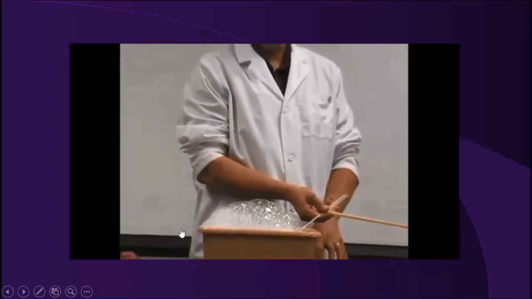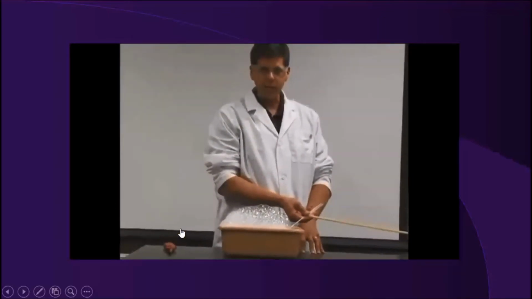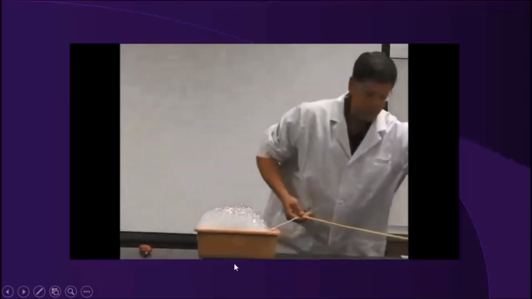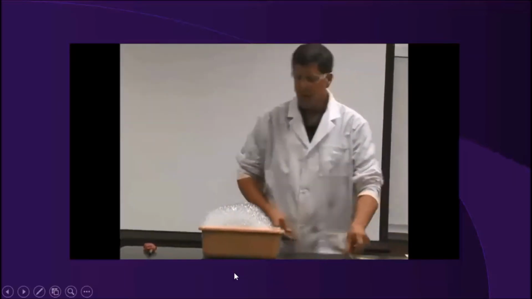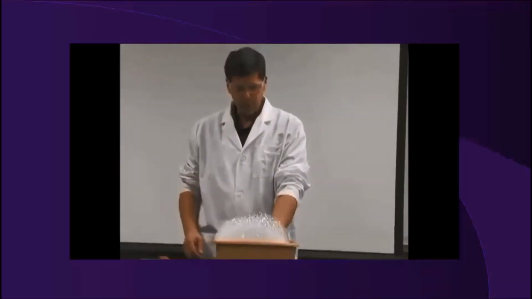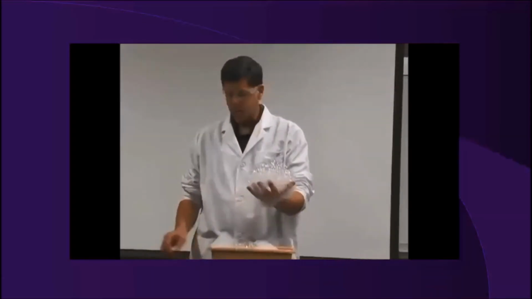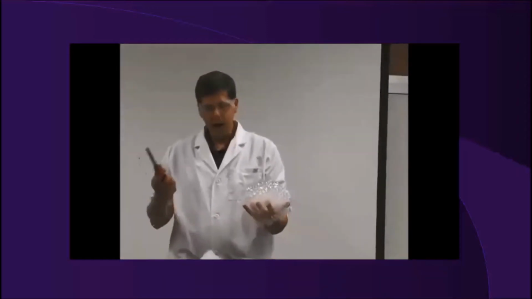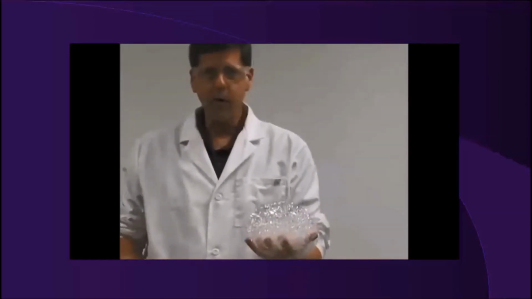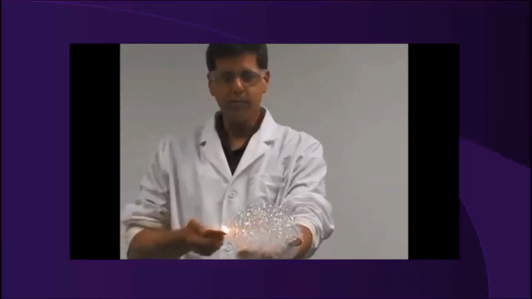Okay, this is called methane bubbles. I'm just generating some methane bubbles right now. That looks to be enough, so I'm just going to come over here and turn them off. Now, when we have a combustion reaction, we have to have what we're going to combust, which is the gas inside these bubbles, and we need an ignition source. So what I have is just a lighter here. I have some methane bubbles. I'm going to ignite them. Okay, so here we go.